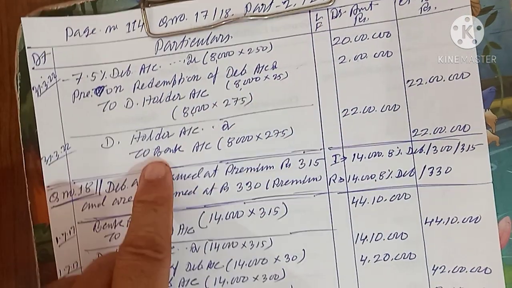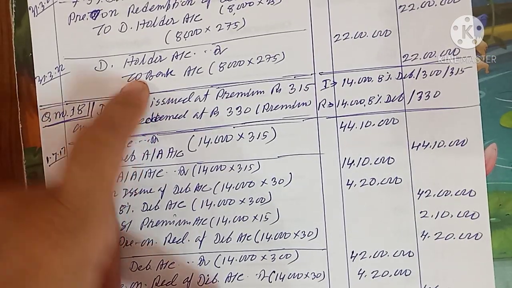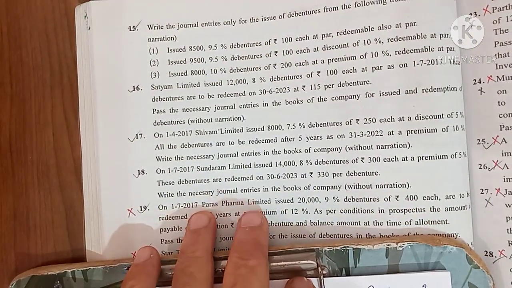So, debenture holder account debit to bank. That is the last journal entry, as everyone knows. Debenture holder account debit to bank. Next, we are coming to question number 18.